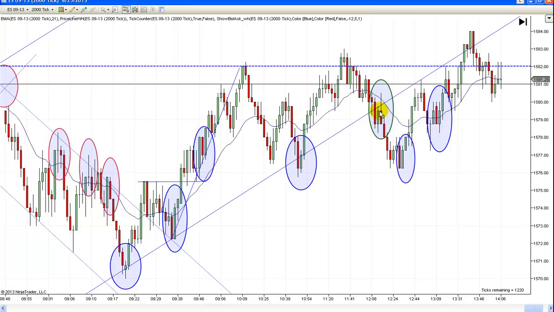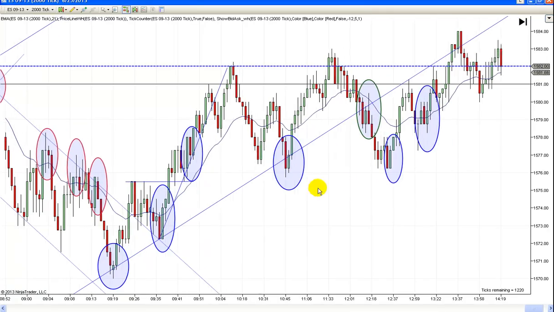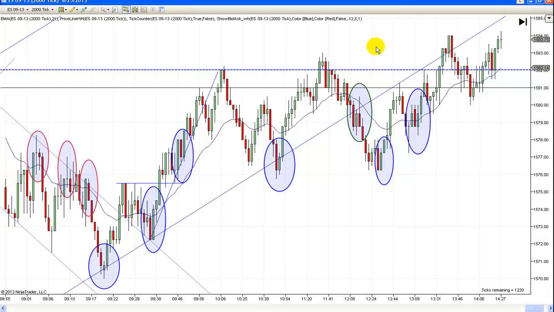This one I drew in green. This one was a little more suspect because we had a break here. So I wasn't sure if we were going to make another run up. But if you took this, it did turn out to be a trap.